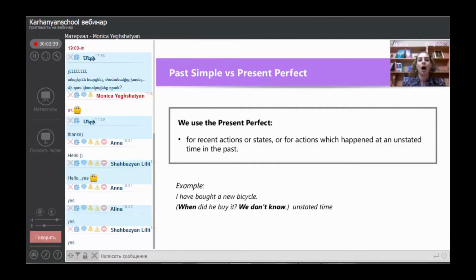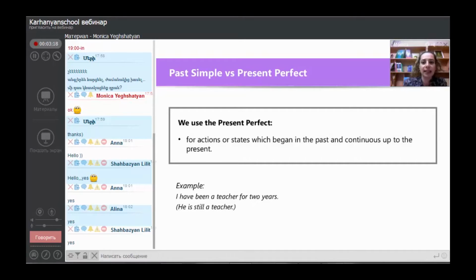So, what is past simple and present perfect? When do we use them? First of all, we use present perfect for recent actions or states or for actions which happened at an unstated time in the past. For example, I have bought a new bicycle. I don't know when. With when, we can't ask a question with have, okay? Because it's an unstated time.